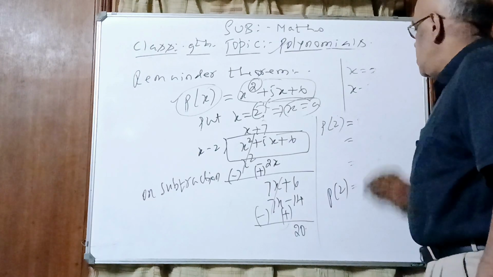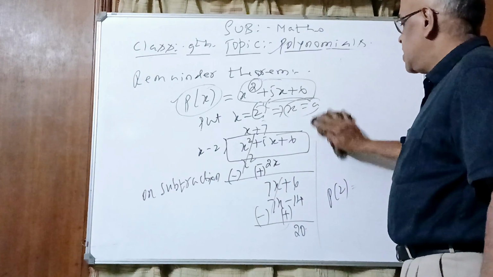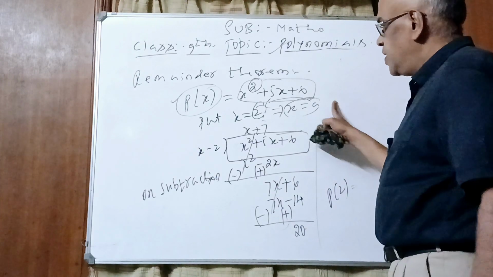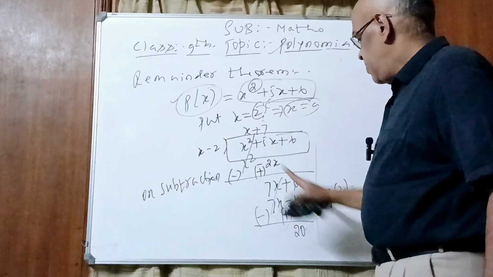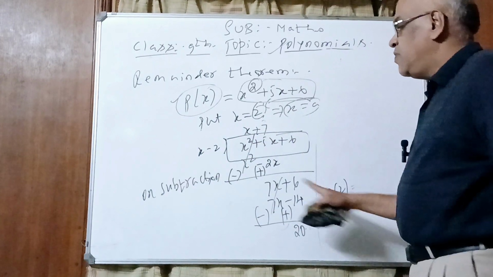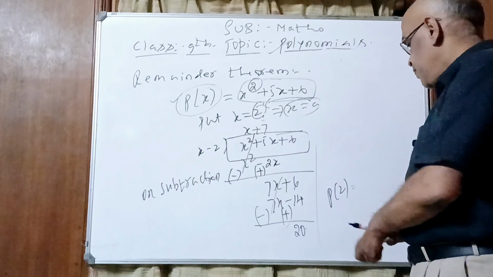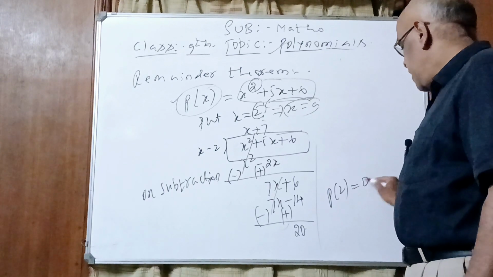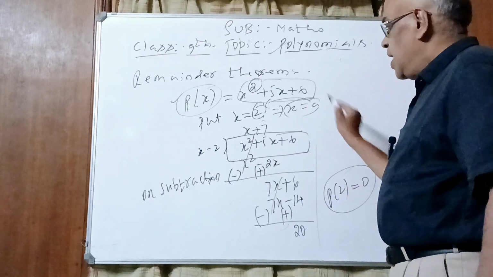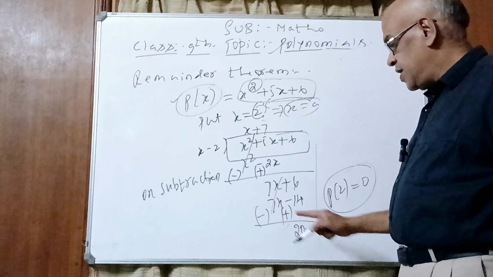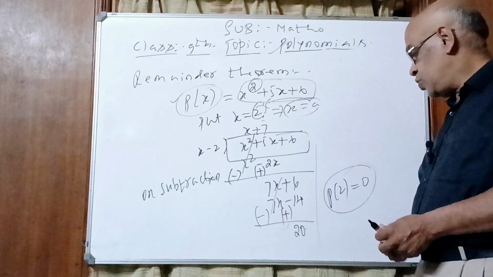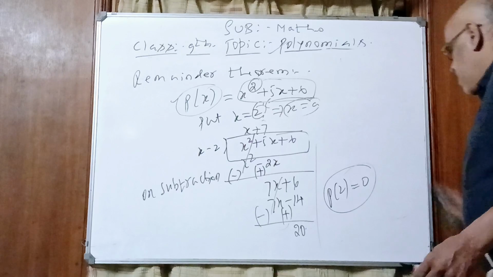The factor theorem also says the same thing. What does it state? When the polynomial is divided by x minus a, the remainder is P of a. If it is divided by x minus 2, the remainder is P of 2, which is 0. Or if P of a is 0, then x minus 2 is a factor. Yes or no? x minus 2 is the factor.